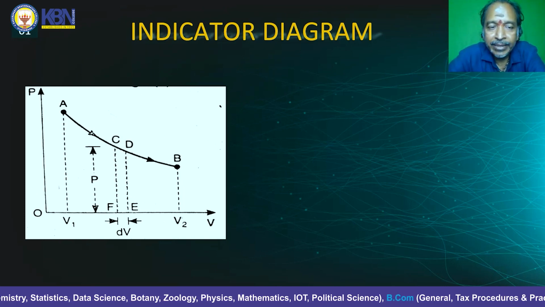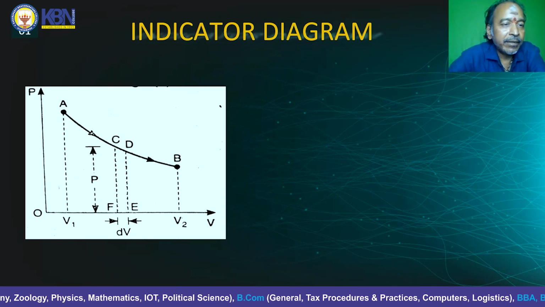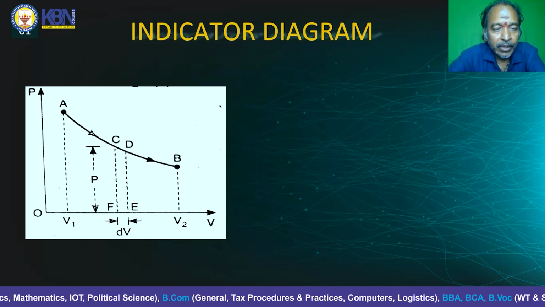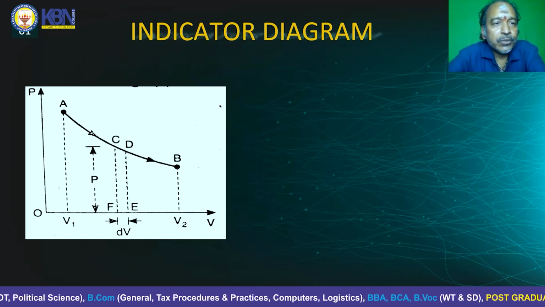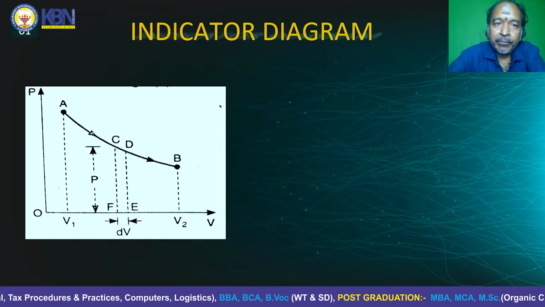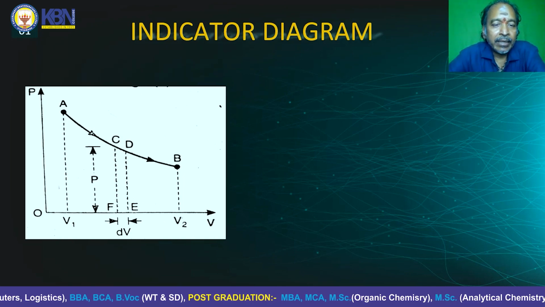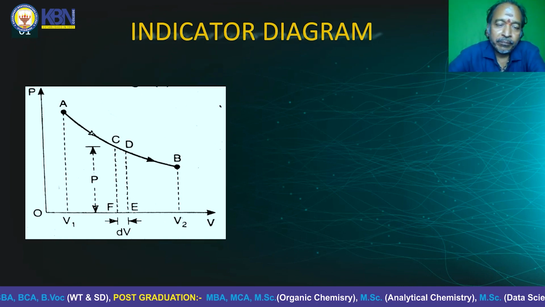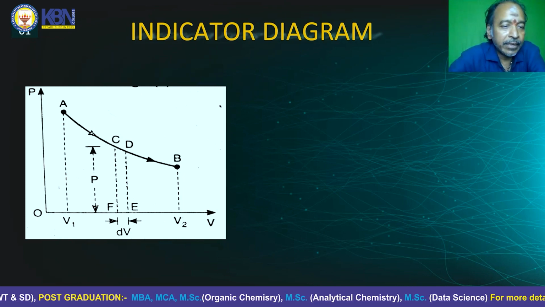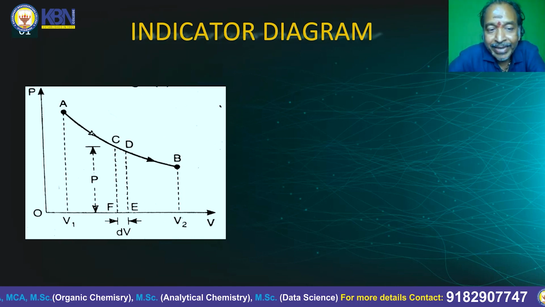So the indicator diagram is nothing but the graph between P and V. The indicator diagram is also known as the PV diagram. It is the graph between pressure versus volume. Here the pressure values are along the y-axis and the corresponding volume values along the x-axis.